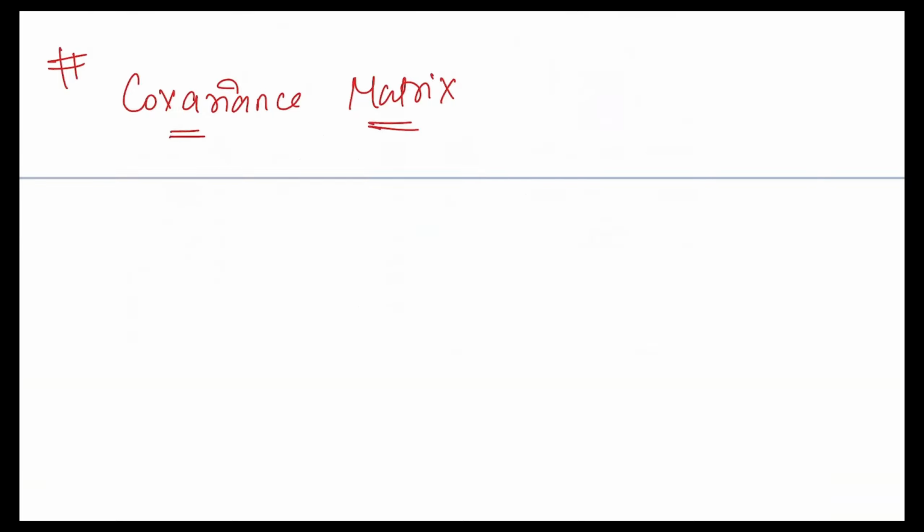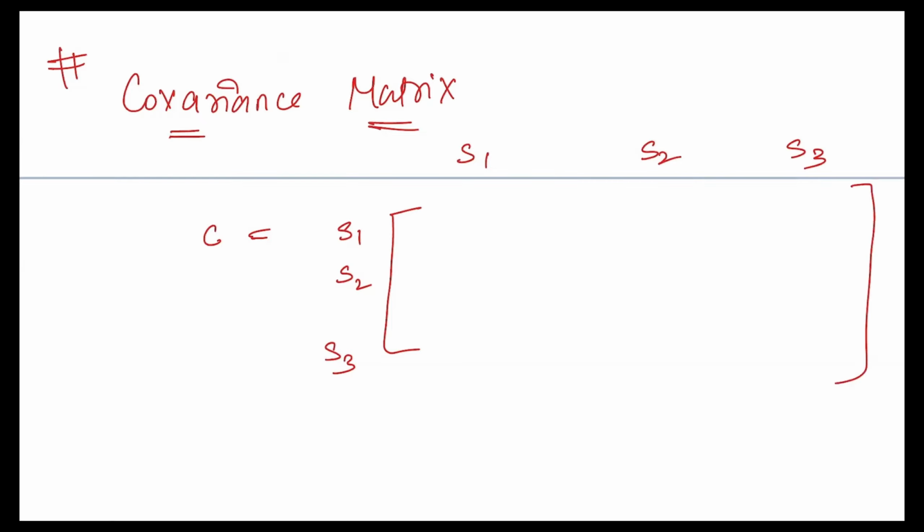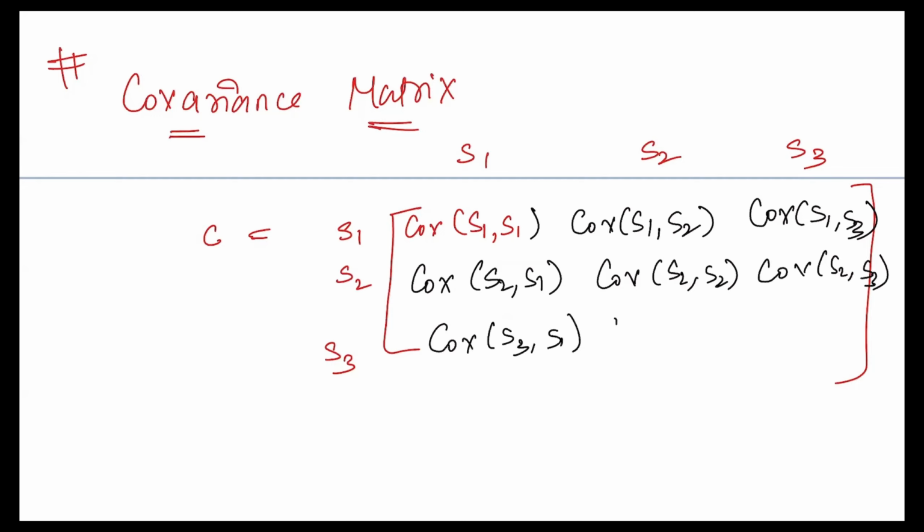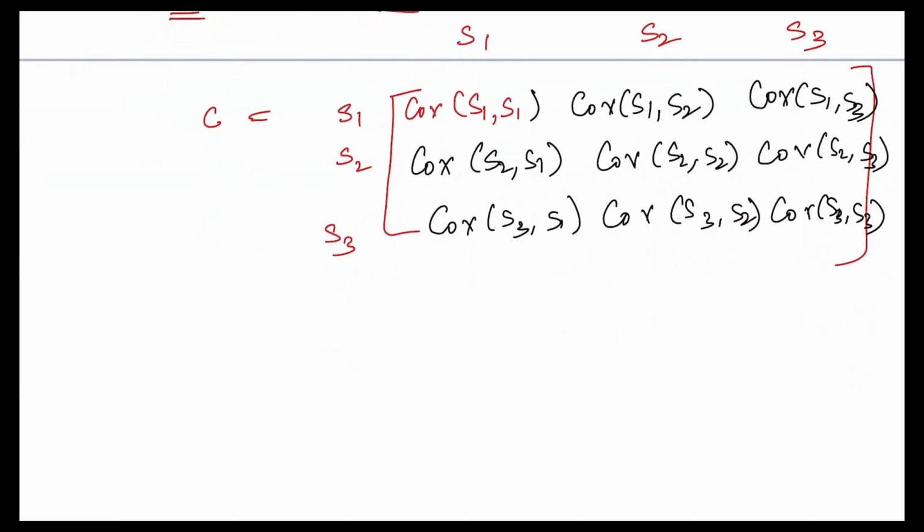See, I guess you might have studied this back in your 10th, 11th, 12th grade or maybe less. Let's say you have three stocks, S1, S2, S3, right? Similarly, S1, S2, S3. So the way you will calculate your covariance matrix is covariance of S1, comma S1, right? Similarly, covariance of S1, comma S2, covariance of S1, comma S3. Similarly, this will be covariance of S2, comma S1, covariance of S2, comma S2, covariance of S2, comma S3. And this will be covariance of S3, comma S1, covariance of S3, comma S2, and this is covariance of S3, comma S3, right?